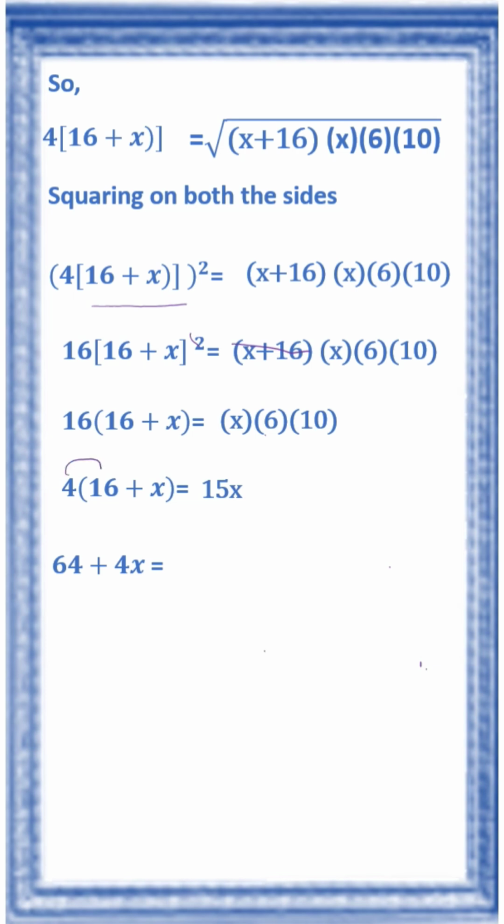64 into 64 plus 4x. 4 into x, 4x is equal to 15x. So let us rearrange. 15x minus 4x, that is 11x, is equal to 64. So x is equal to 64 by 11.